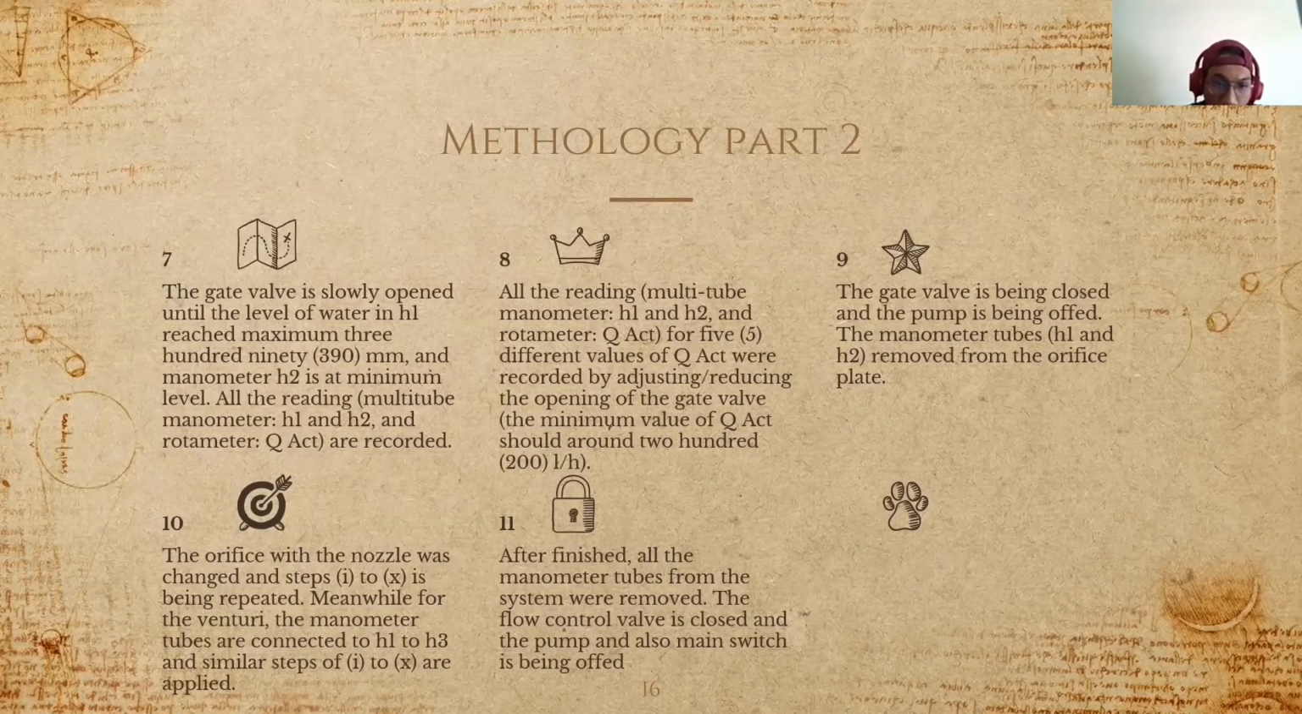Meanwhile, for the venturi, the manometer tubes are connected to H1 to H3 and similar steps of 1 to 10 are applied. Lastly, after finishing, all the manometer tubes are removed from the system. The flow control valve is closed and the pump is also turned off.